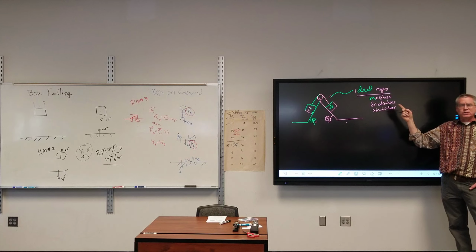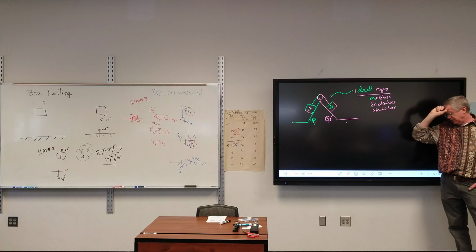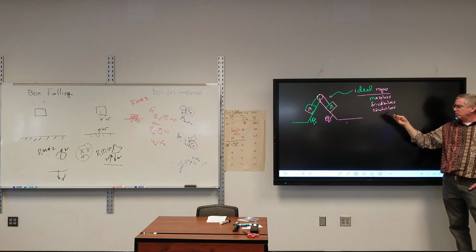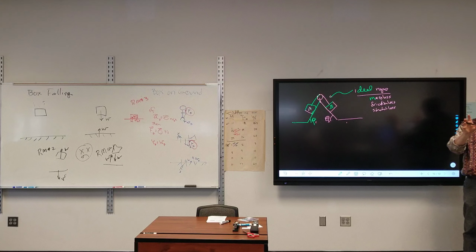We do bring friction into it in chapter 9? Somewhere after the second test, we'll bring friction into the rope. And stretchless means that A and B would move the same amount. We're not going to have A staying still while B starts moving down the ramp. They will move together one way or the other.